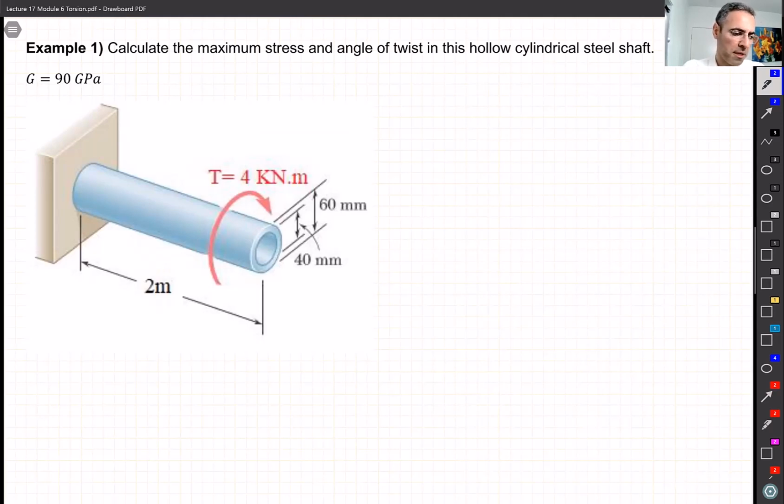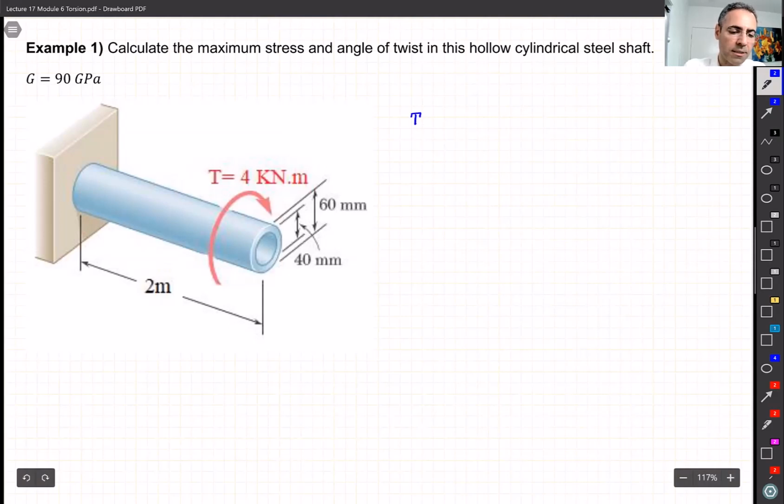Okay, seems to be an easy problem, right? We have a shaft, and it is a hollow shaft. We have the outer and inner diameter or radius, and we apply a torque of 4 kilonewton meters, and we have also G. So the question asks simply for tau and phi, the angle of twist, all right? So let's see the information that we have.